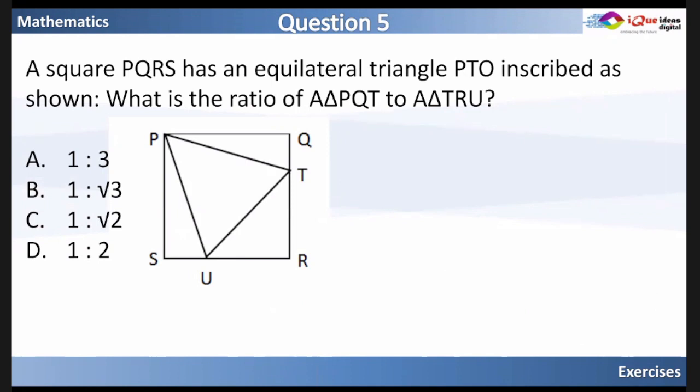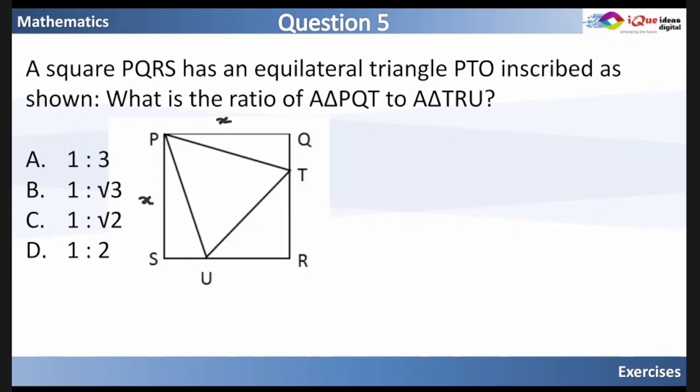So this one is slightly tricky because it takes a couple of different concepts together, but it is pretty interesting. Now it says the square PQRS has an equilateral triangle PTU inscribed as shown, and you have to find the ratio of triangle PQT to the triangle TRU. Right? Now before we start, let's mark a few things. Because it's a square, can I say that all the four sides of PQRS are the same? So let's assume that PQ is X. That means PS is also X, SR is also X, and QR is also X.